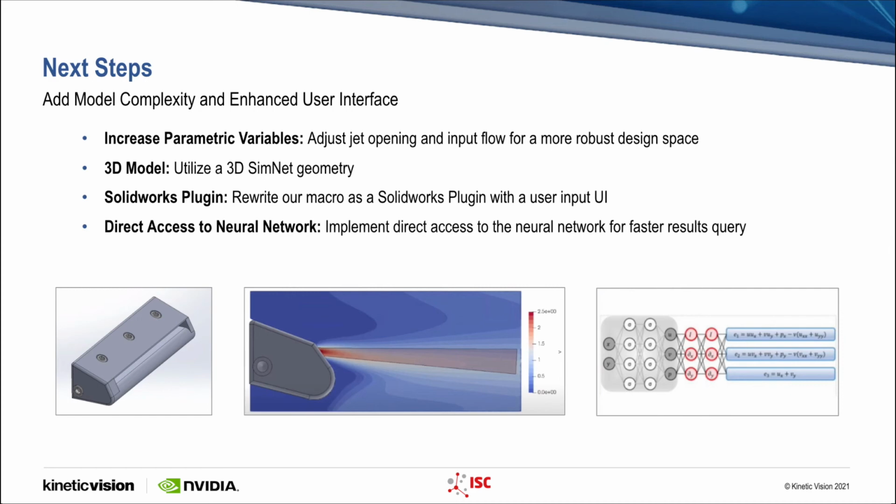And in addition, we want to directly access the neural network. Right now, the SimNet application itself is doing some of the data handling with the network, and that creates a little bit of a delay. But there are methods within the SimNet framework to use a class to access that network directly, which would allow for faster results querying.